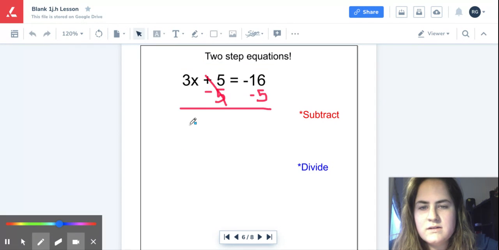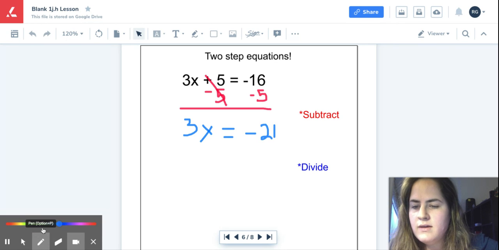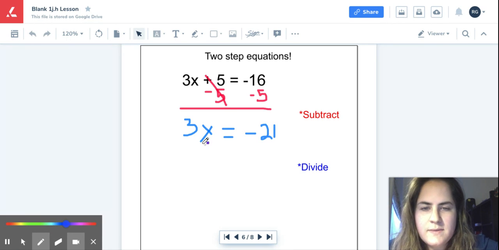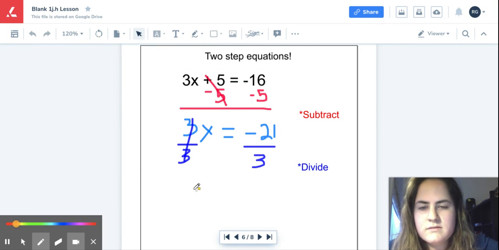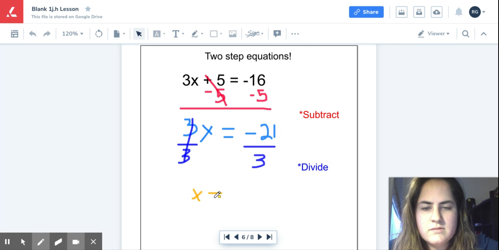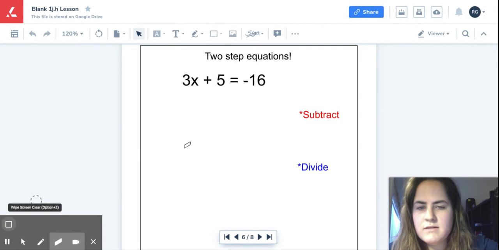I bring down 3x equals 16 minus 5, which is 11. And my final step, we have 3 times x. The opposite of multiplying by 3 is dividing by 3. So I'm going to cancel out my 3's, bring down x equals 11 over 3. And there's your two-step equation. Okay, let's keep going here.